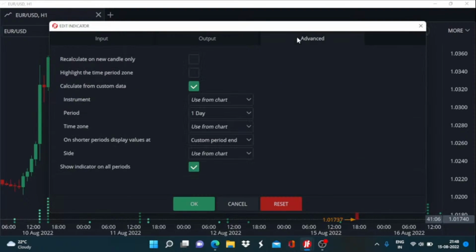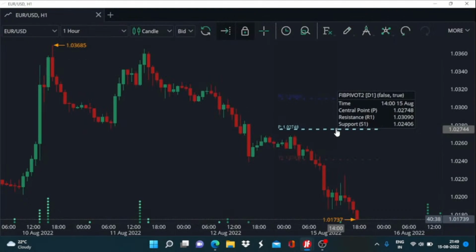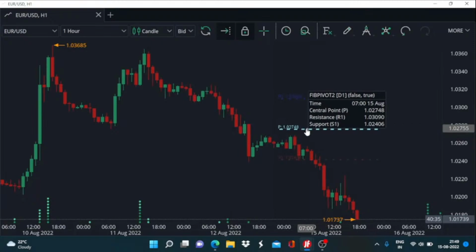Now coming to the advanced editing options, the recalculation is done only on the new candle, considering the time frame. Now that the time frame is daily, it will be plotted only once during the day, and only when a new candle formation takes place for the next day, the indicator will generate the new central point and the support resistance levels. Highlight the time period zone: if you opt for this, then the candle period under consideration for calculation will be highlighted.